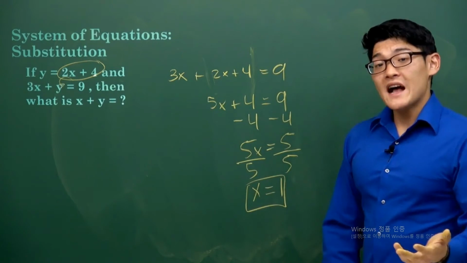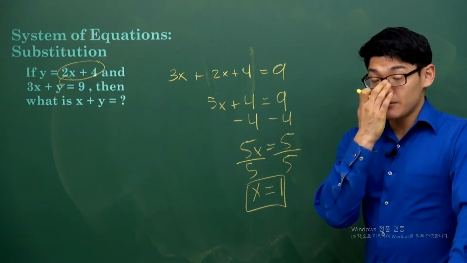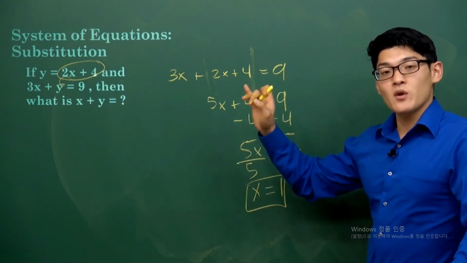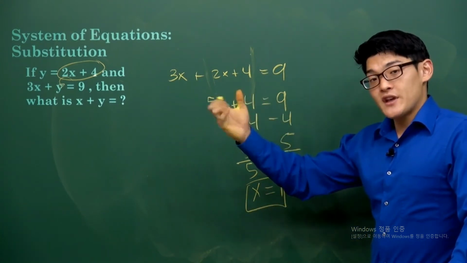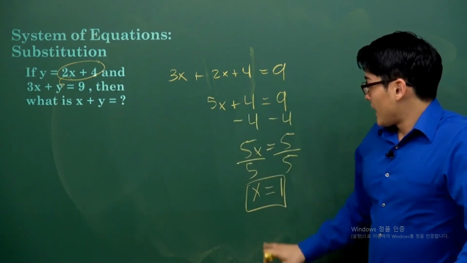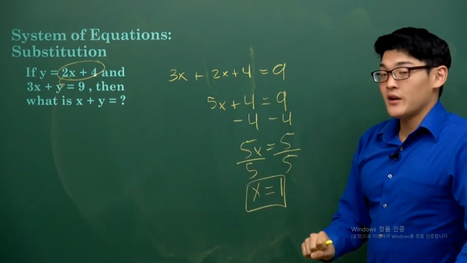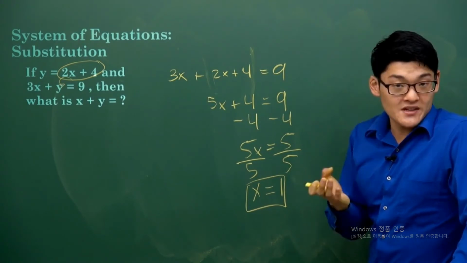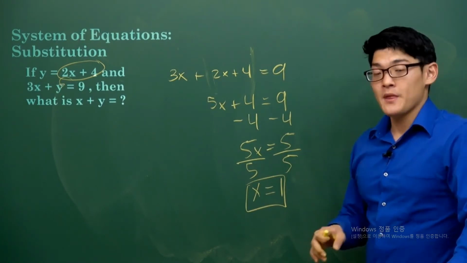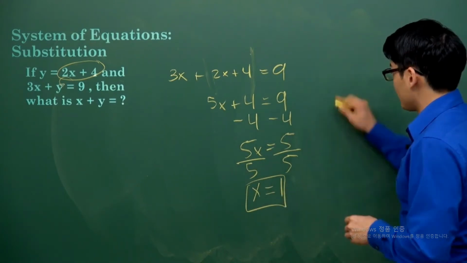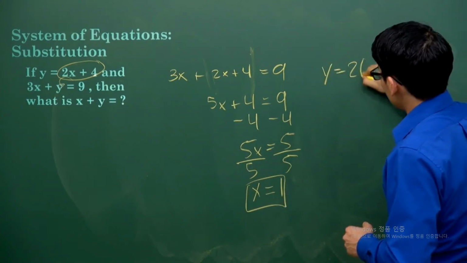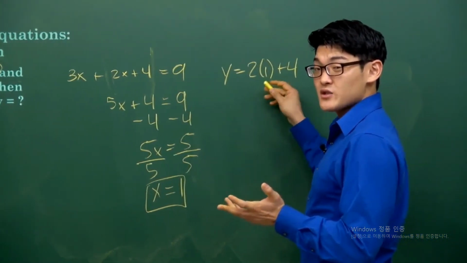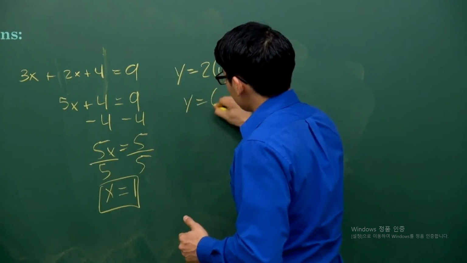Great. And this last part is very similar to elimination. We're going to take what we got for this variable, plug it back into one of the original equations, and solve for the other variable. And I suggest putting it into the first equation, because the y is isolated already. So it makes it very easy for us to solve the y when we plug in x. Well, we'll do y equals 2 times 1 plus 4. Well, 2 times 1 is 2, and 2 plus 4 is 6, so y equals 6.